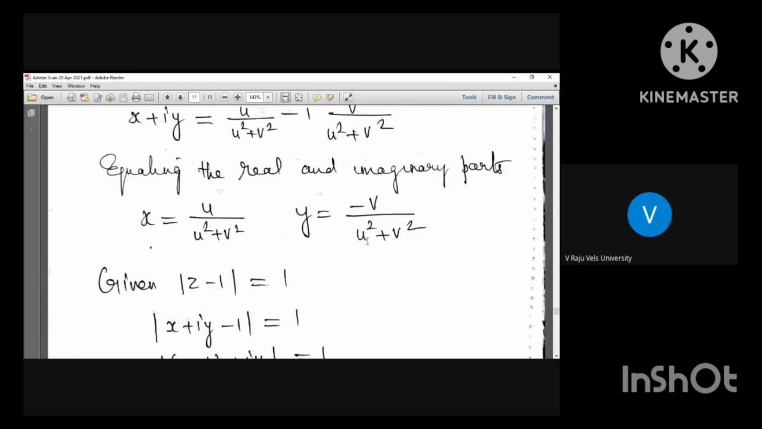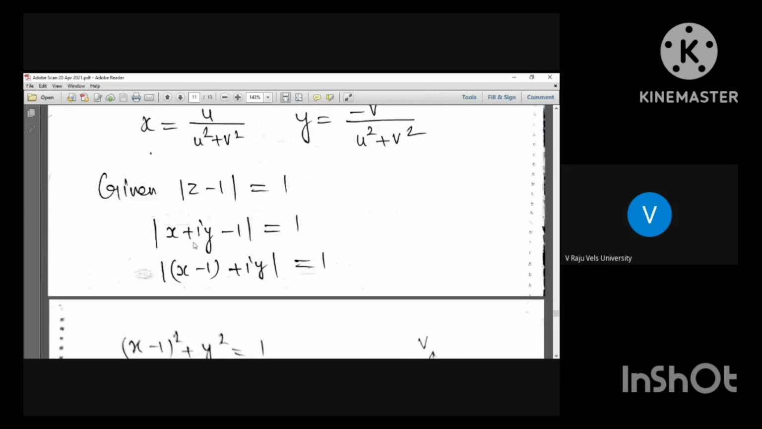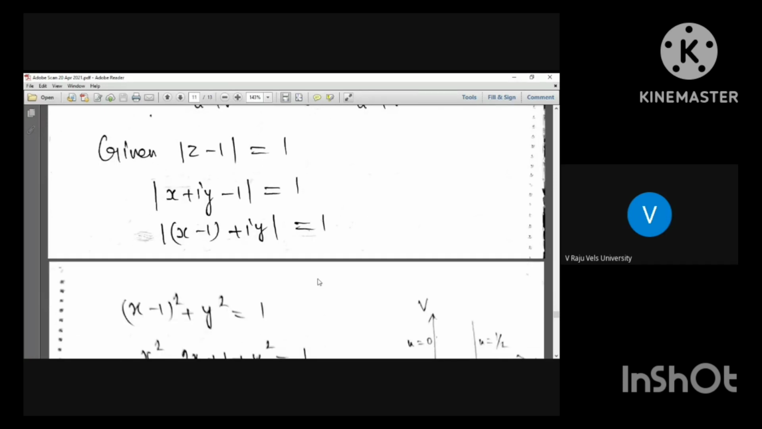Next, what is given? Modulus of z minus 1 is equal to 1. As I told you earlier, z is x plus iy, so z minus 1 is equal to 1. Real part you have to combine. So modulus of (x minus 1) plus iy is equal to 1. What is the modulus of x plus iy? Modulus of x plus iy can be written as the square root of x square plus y square.